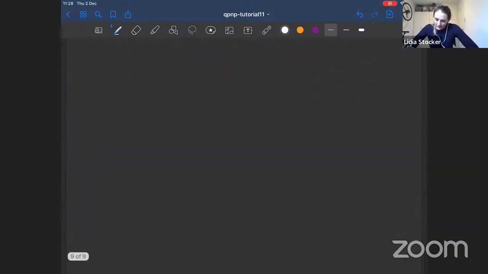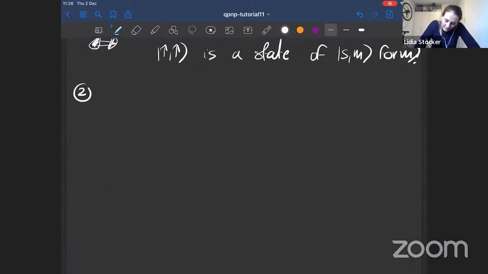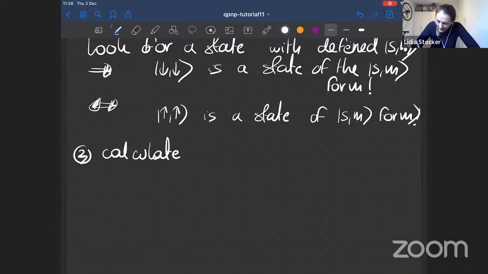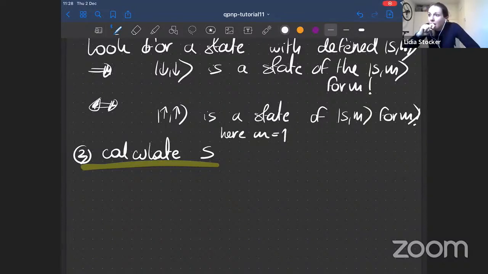And step 2 is, or actually this is step 3 now, calculate S. Because M, I know, okay? So here M is equal to 1.